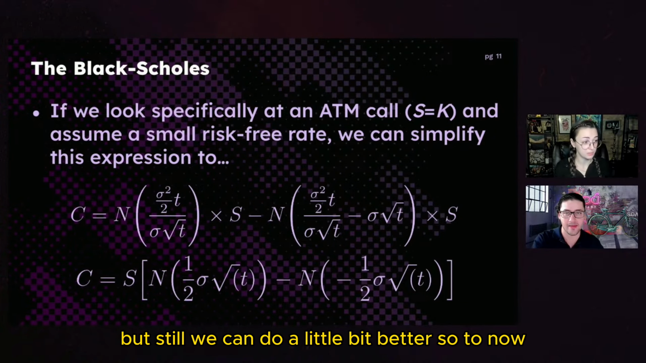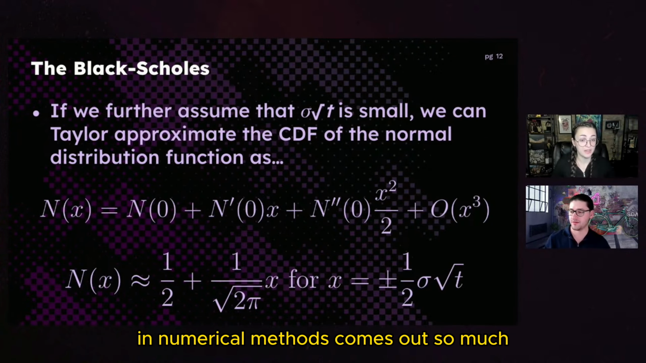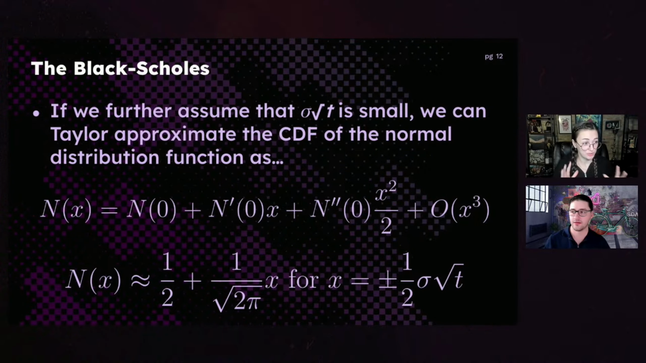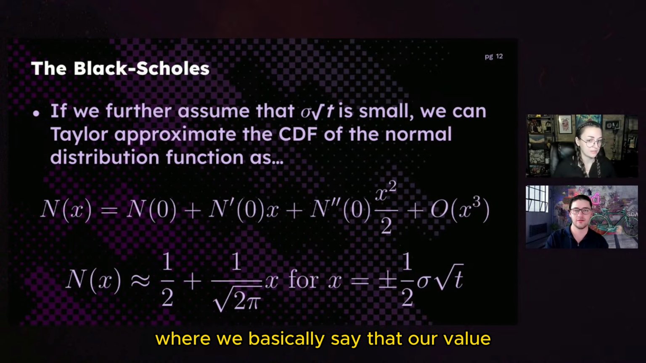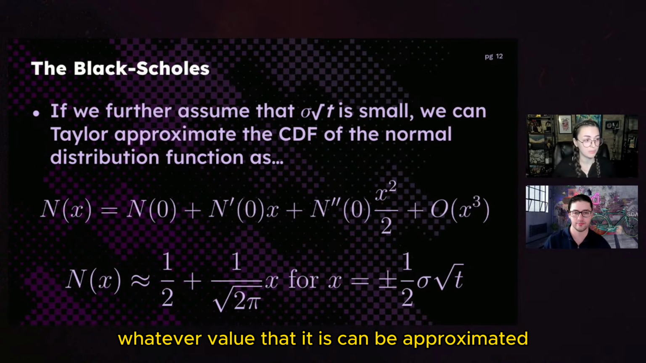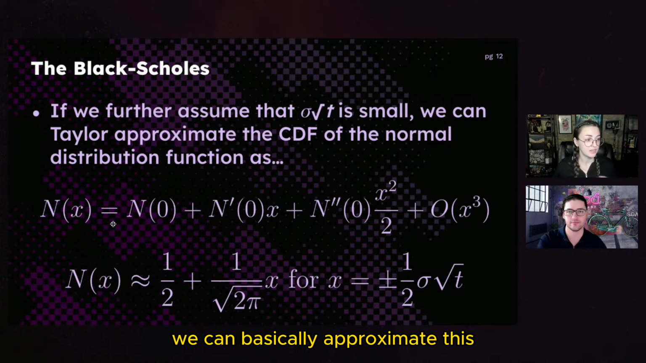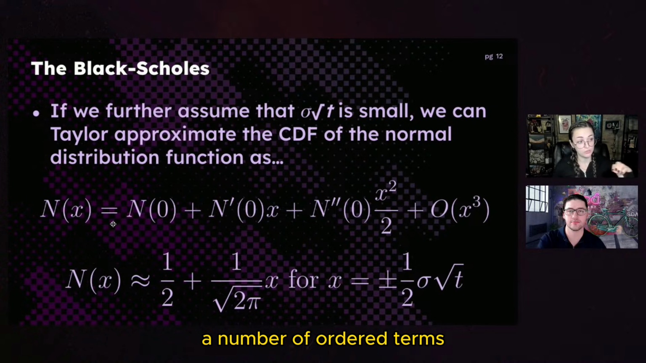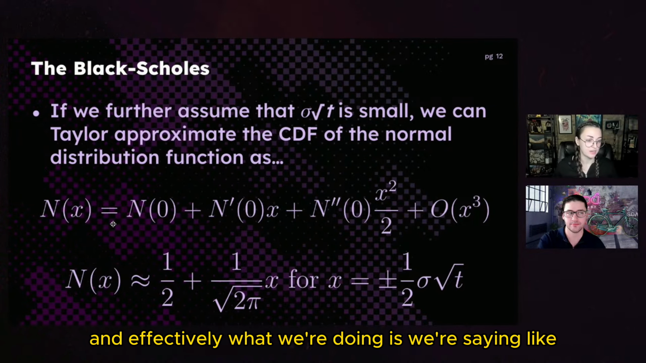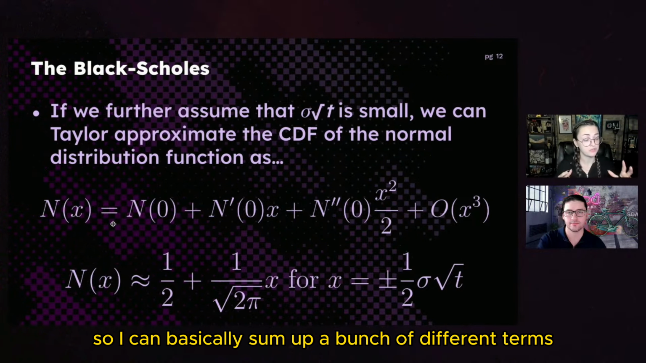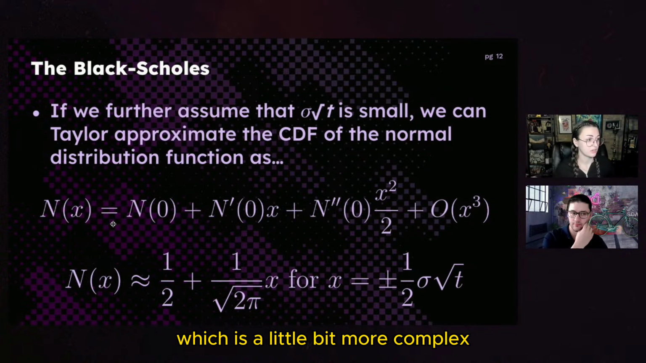So to simplify this down a little bit more, we can use something called a Taylor approximation. In numerical methods it comes up so much. This is an extremely powerful way to do numerical approximations, where we basically say that our value, whatever value it is, can be approximated. So for the CDF of our normal distribution, we can approximate this into a number of ordered terms that are the derivatives of the function itself. And effectively what we're saying is, I can sum up a bunch of different terms in a series to approximate this value, which is a little bit more complex.